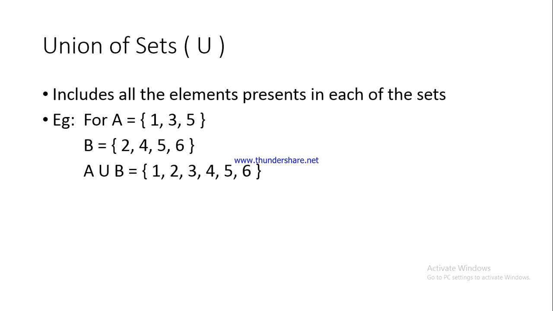You need to understand the fact that in case one particular element is present in both the sets, we don't need to mention it again. So you can see here that 5, which was common to both the sets A and B, was also mentioned just once. You don't need to mention it twice.